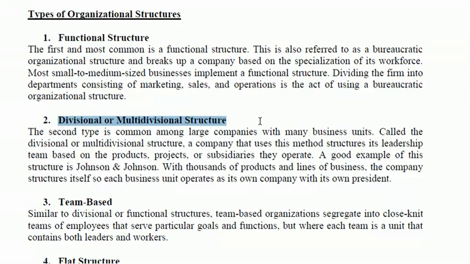Okay, then the multi-divisional structure. In this case, if you have a huge organization, a very large company with many businesses, then you need to divide your business units, and then you need to give a basic objective, maybe to attain 50% of the market share in 5 years. Maybe you have decided on that kind of vision, and then you divide that work throughout your various business units.